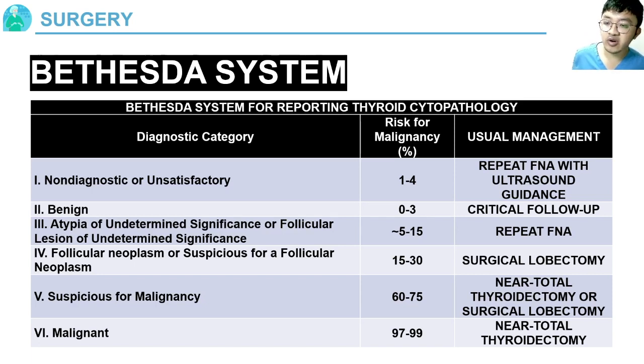For your Bethesda 4, you have follicular neoplasm or suspicious for a follicular neoplasm. You need to do only a lobectomy in patients with follicular neoplasm. However, if it's suspicious for malignancy and already malignant, you do near total thyroidectomy. Now, the key point that I'd like also to emphasize is that in Bethesda 4, it may also be a follicular malignancy, right? Follicular neoplasm is either benign or malignant. Neoplasm does not necessarily mean it's malignant. It may be benign or malignant.